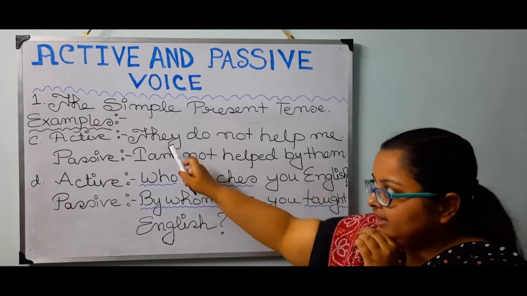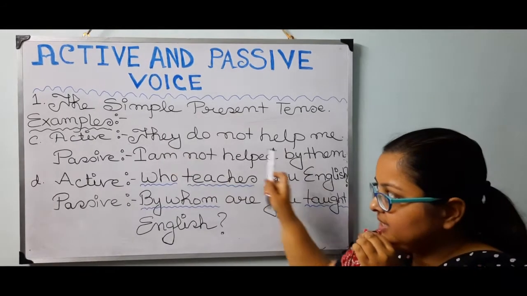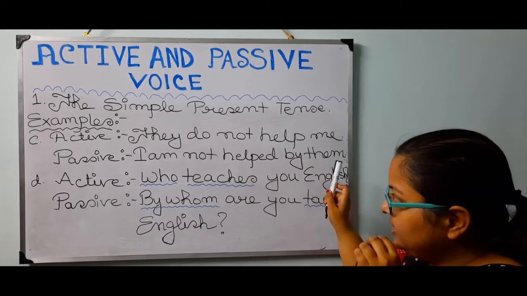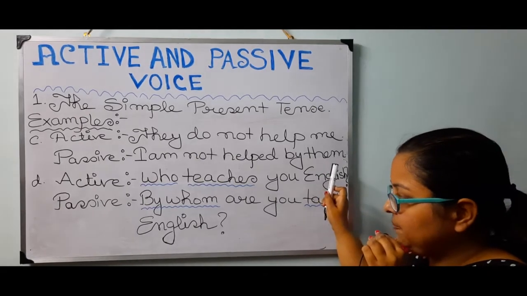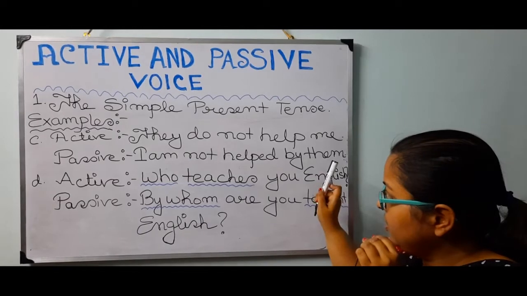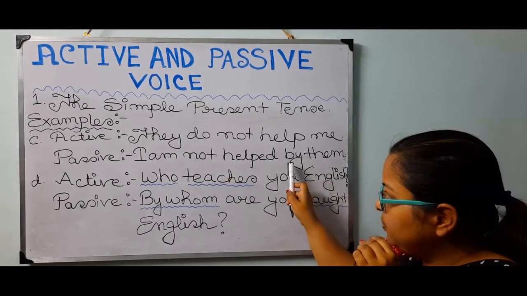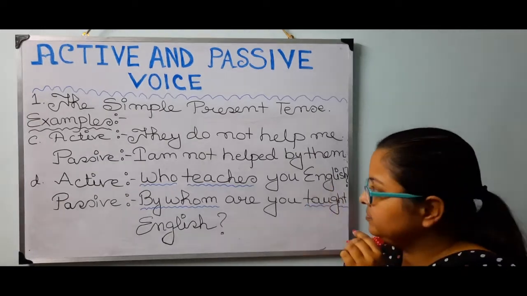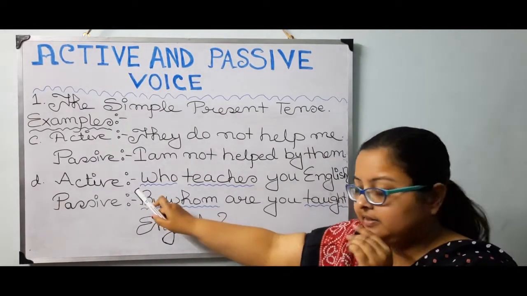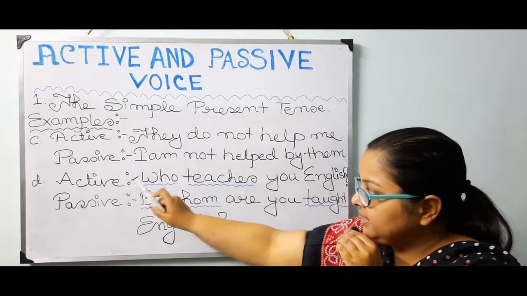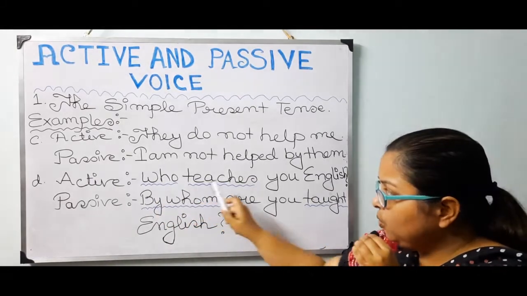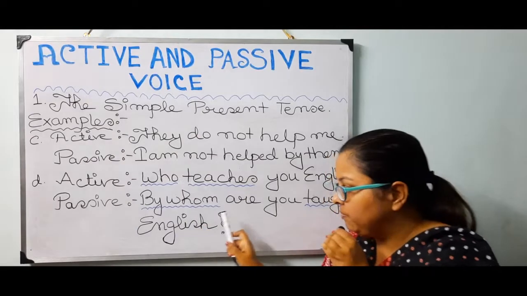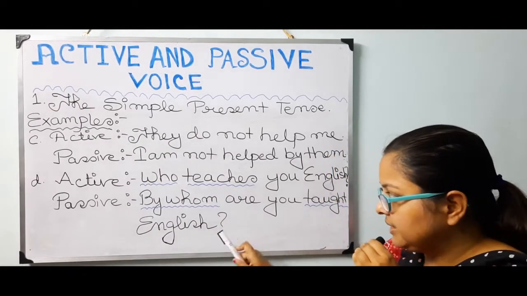Okay, they, the subject of the active voice, is turning into the object of the passive voice, and when it is getting changed into the object of the passive voice, before this word we have to put by. Okay, and it is turning into them. They is turning into them. Number D, active. Who teaches you English? Passive. By whom are you taught English?